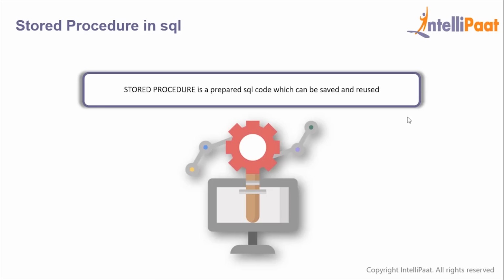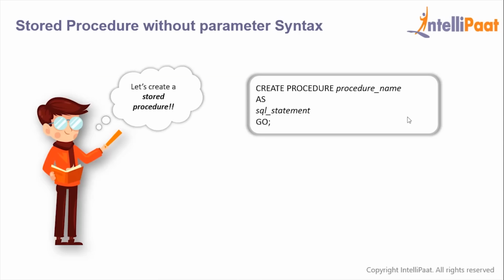So a stored procedure is basically a prepared SQL code which we can save so that the code can be reused again. So if we have an SQL query that we write over and over again, we can save it as a stored procedure and then just call it whenever we want. Now let's have a look at the syntax of the stored procedure.